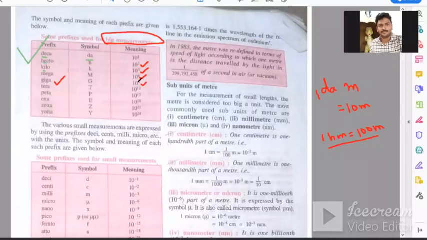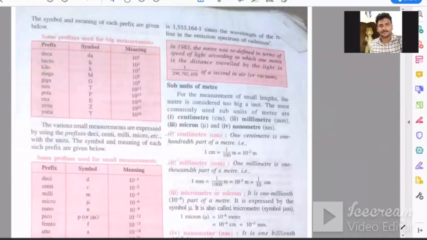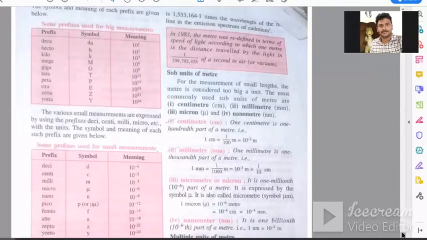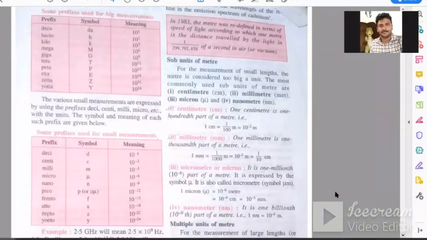Similarly, when we are measuring smaller distances, that means less than meter. If you want to measure greater than meter, then we are using decameter, hectometer, kilometer, megameter. But if you want to measure distances less than meter, then we are using decimeter, centimeter, millimeter. Like this, these are some prefixes.